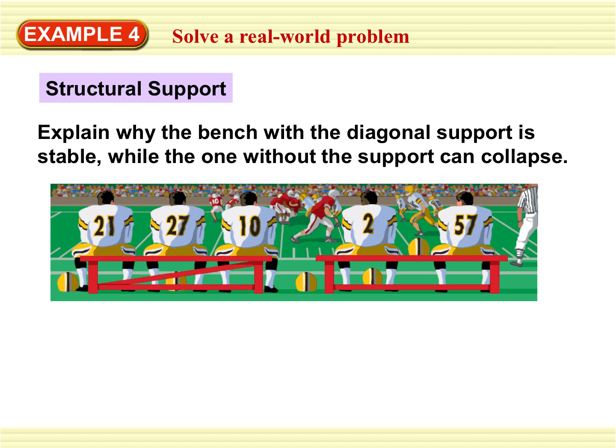Now explain why the bench with the diagonal support is stable while the other one without the support can collapse. You notice there's 1, 2, 3, 4, 5 beams, and here there's only 4. Now that fifth beam, which is this diagonal, creates two identical triangles right here, which makes them congruent. Therefore, the weight distribution is a lot better and it can support more.